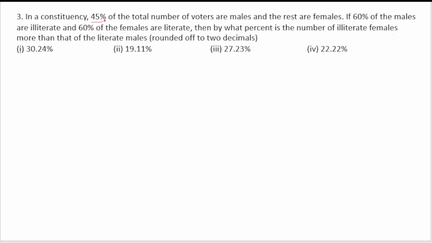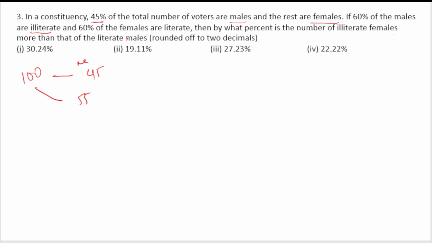In a constituency, 45% of the total number of voters are males and the rest are females. So, we will imagine the total number of people is 100. Here 45% are males. So 45% of 100 is 45. 45 are males and the number of females is 100 minus 45, which is 55.